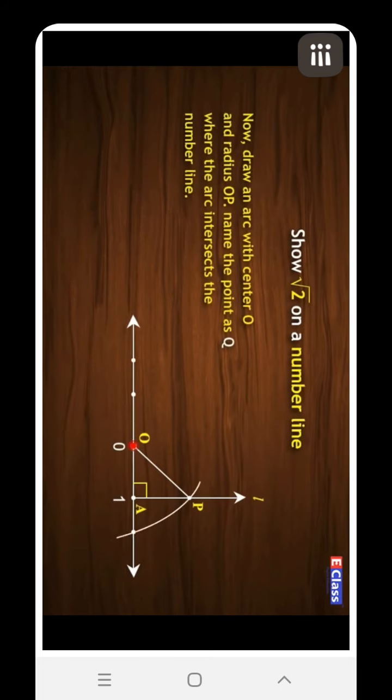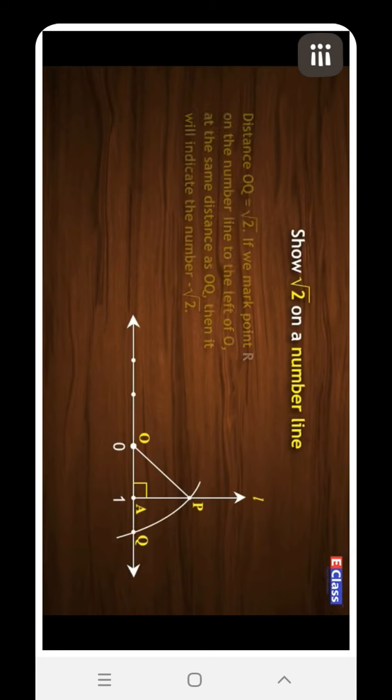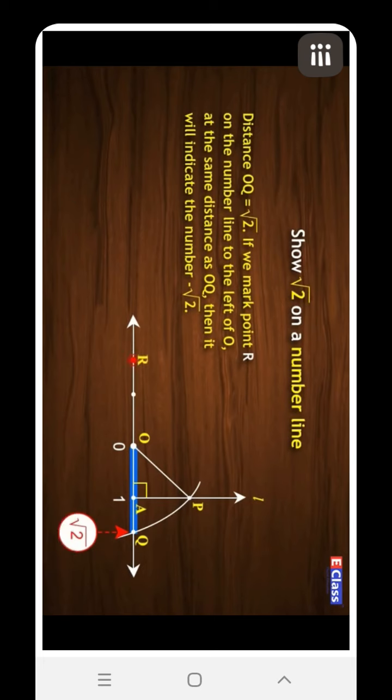Now draw an arc with center O and radius OP. Name the point as Q where the arc intersects the number line. Obviously, distance OQ is the square root of 2. If we mark point R on the number line to the left of O at the same distance as OQ, then it will indicate the number minus square root of 2. We will prove that square root of 2 is an irrational number in the next standard. We will also see that the decimal form of an irrational number is non-terminating and non-recurring.